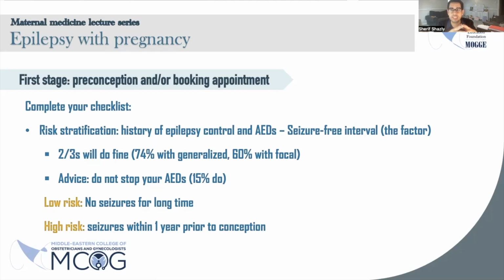And this is why I always say, with the first visit, just classify or stratify your patient to either a low-risk patient. Actually, if the patient didn't have any seizures for a good amount of time, she can be classified as low risk and be managed during pregnancy as low risk. However, if the patient has been really having seizures recently, I would say the highest risk is if she's having seizures within the last 1 year before she gets pregnant, then she's in the highest risk. And those are the patients that should be really treated as high risk. So it's important to ask these questions.